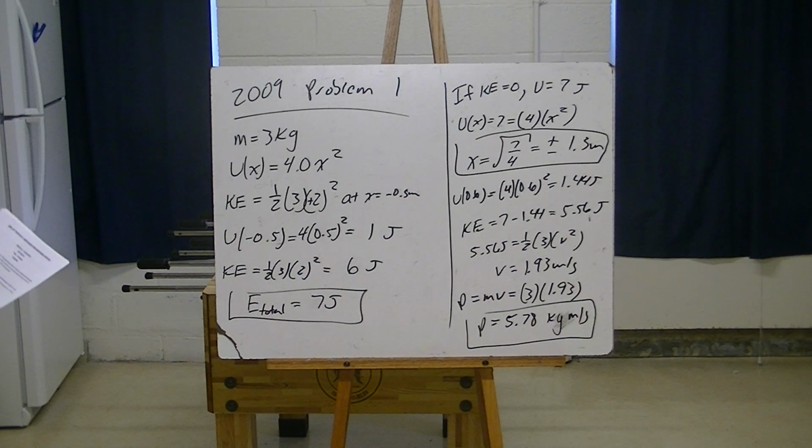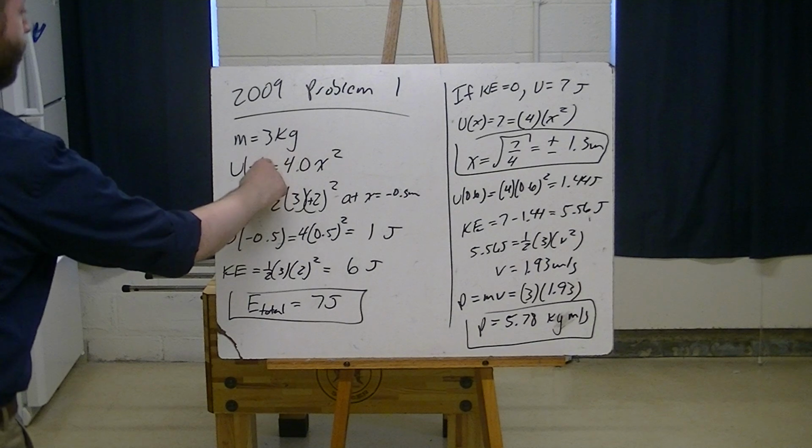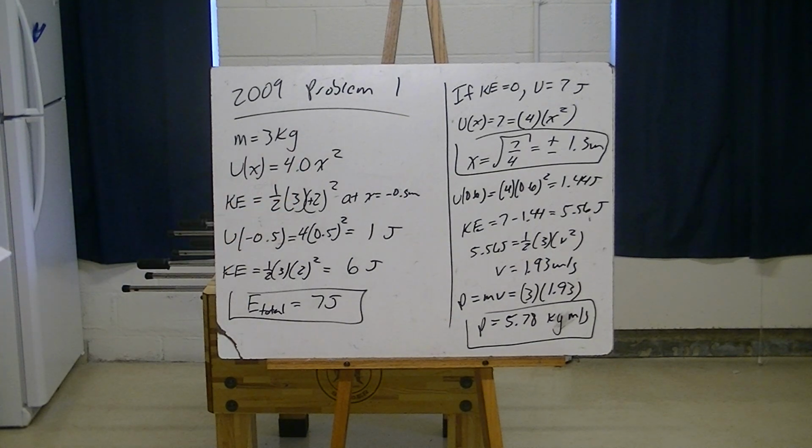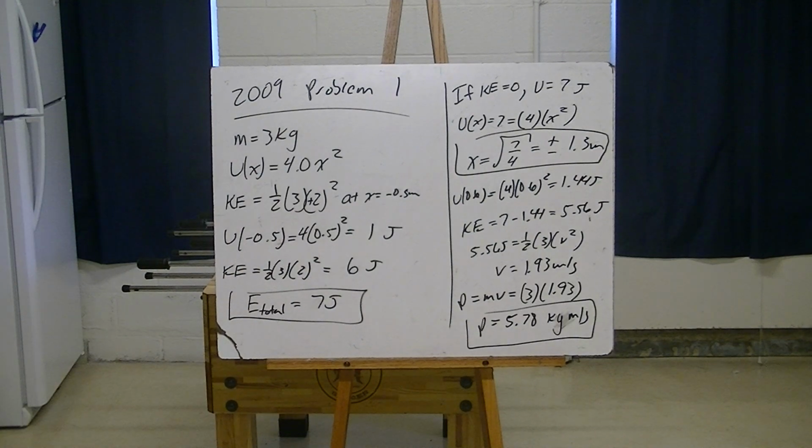But first off, we have a mass of 3 kilograms. It's moving along the x-axis. It has some potential energy that is determined by where it is on the x-axis. And then they tell us that when the object passes through the point of negative 0.5, its velocity is 2 meters per second, okay? So I just went through and showed what the kinetic energy would be at exactly that point. Okay, so calculate the total mechanical energy of the object.